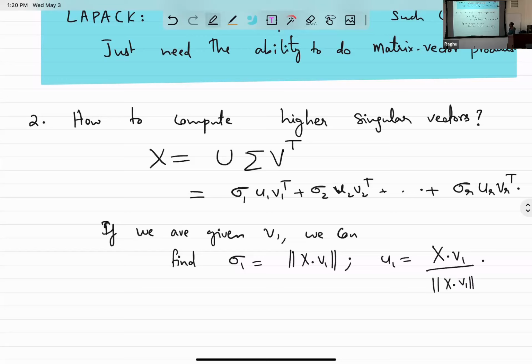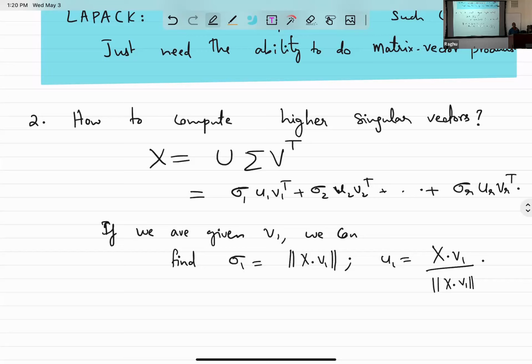We did this last class, where we said if I know V, then I can find the sigma and the U. The only thing that we need is V, and I can infer sigma and U from that. So let's say someone gave you V1, you can compute sigma 1 and U1. How can you find the second singular vector now? What's one natural thing you can do?